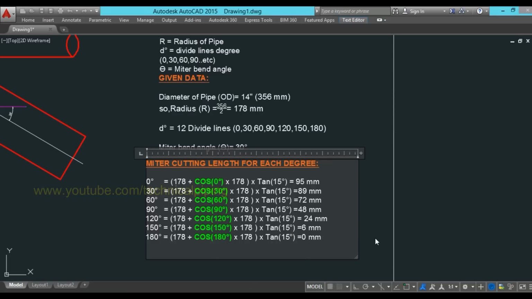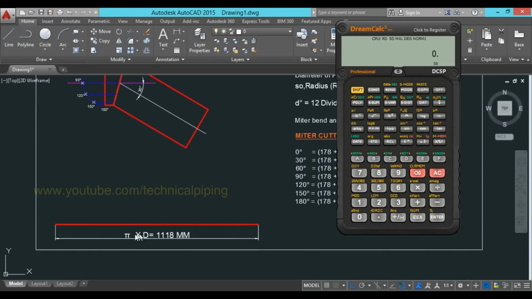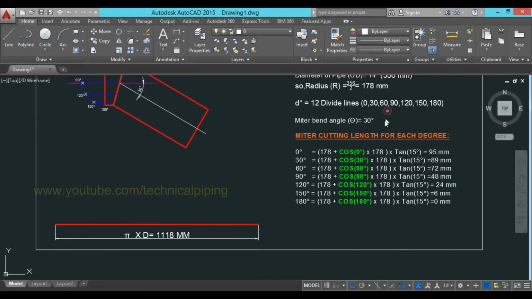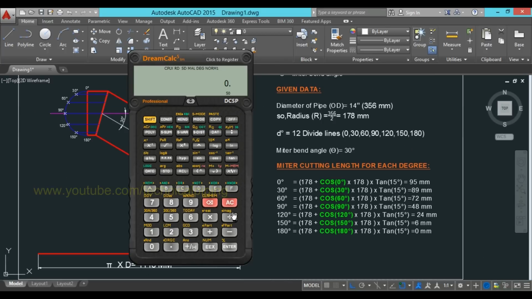Okay, finally, we got the cutting length of each angle. Now, we have to mark the cutting length on the pipe. So, find the circumference of the pipe and divide the circumference length into 12 equal parts.